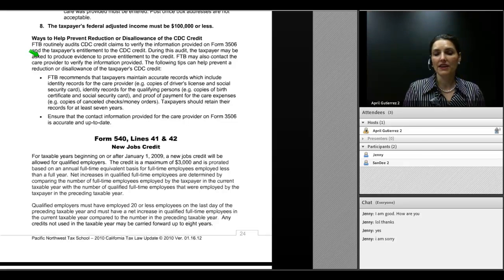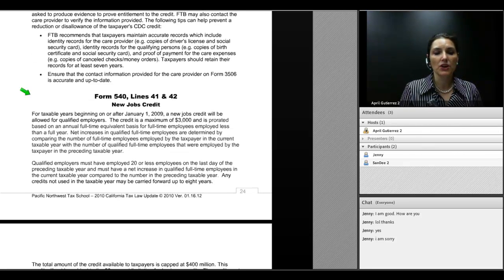They don't mention what to do in the case of cash payments here, but certainly if you're making cash payments to your care provider, you should get a receipt at the time of that payment and maintain that proof. Also ensure that the correct information provided for the care provider on Form 3506 is accurate and up to date.